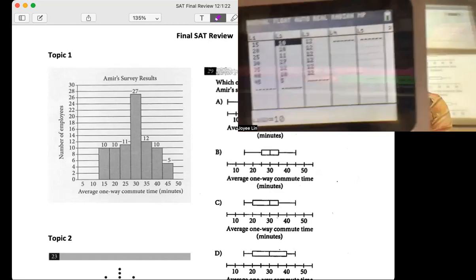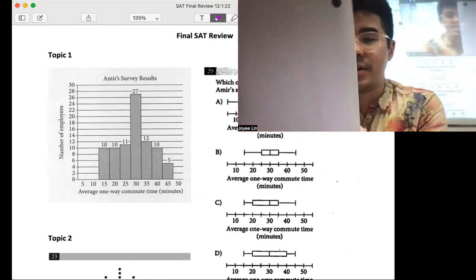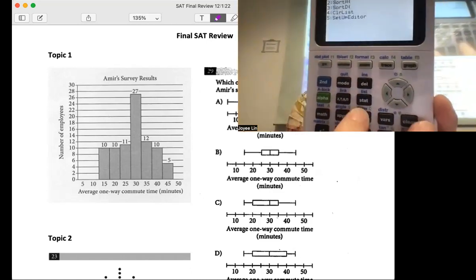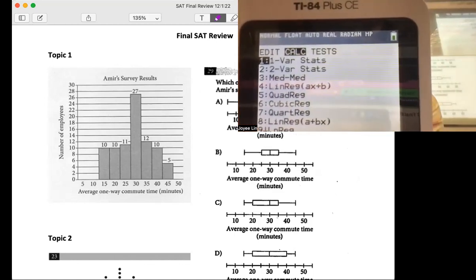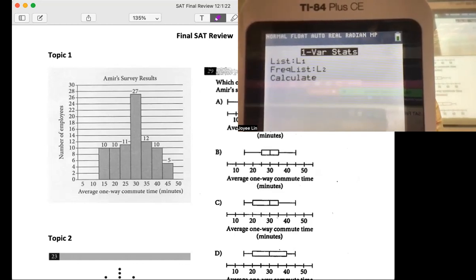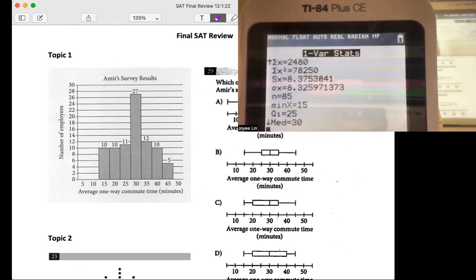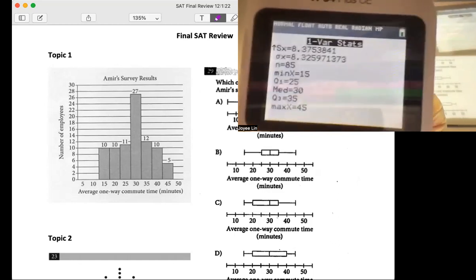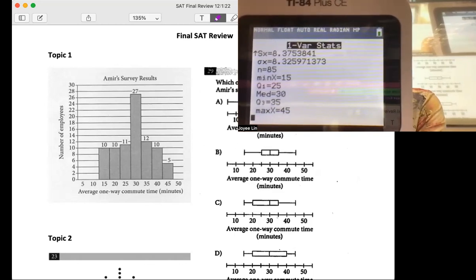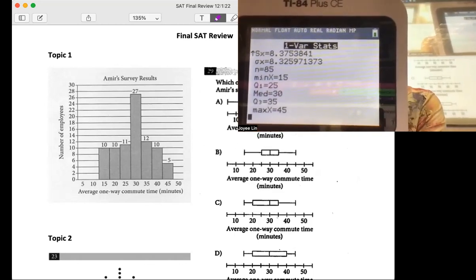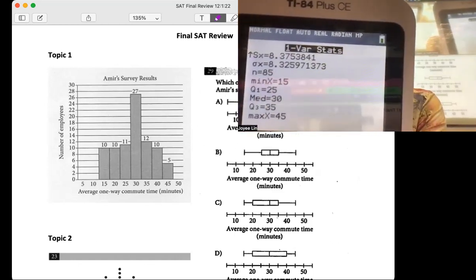All right, plug in all those numbers. Then we quit and we go stat, calc, one variable statistics. List 1 for lists, list 2 for frequency. Then we calculate, and it gives you your 5-number summary. Your min is 15, your first quartile is 25, your median is 30, your third quartile is 35, and your max is 45. You can use this to calculate the median quickly also if you need the median.